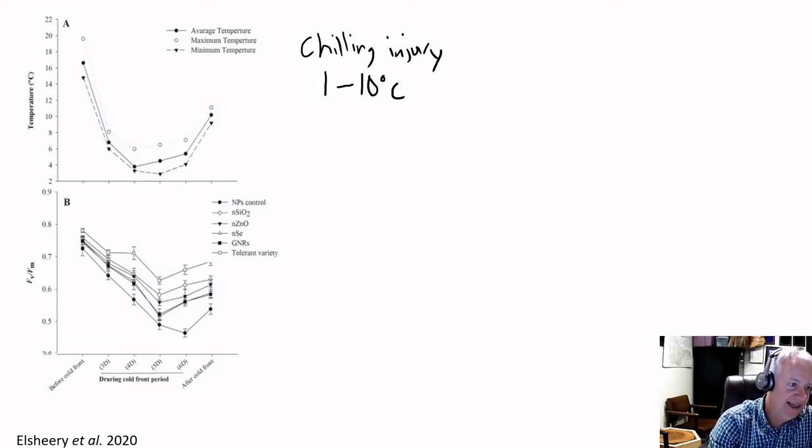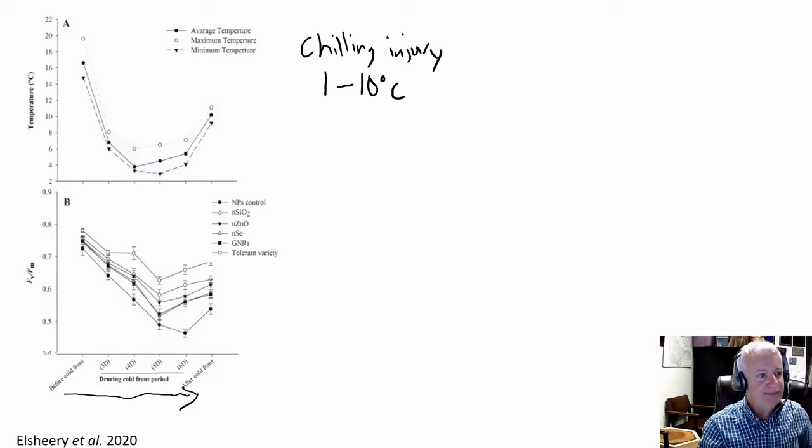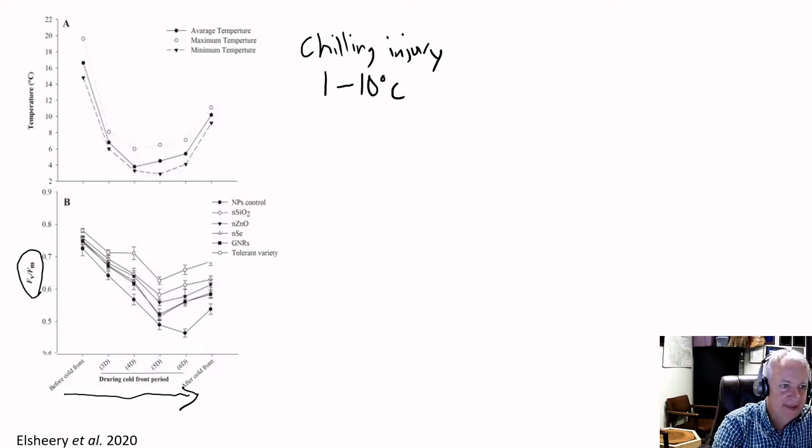And what they're showing is a time series during the passage of a cold front. And you can see over that 1 week passage of a cold front, it moves from around 18 to 20 degrees C down into 5 to 10 degrees Celsius during the depths of that cold front. But what we're seeing here is FV over FM. So FV over FM is a measure of chlorophyll fluorescence.